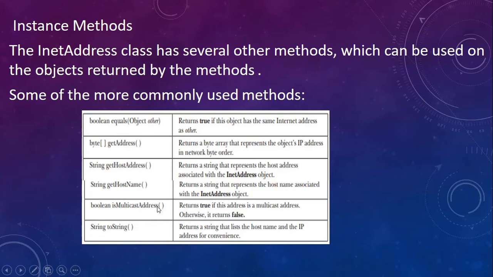isMulticastAddress is a boolean method. It returns true if the address is a multicast address, and otherwise it returns false. And finally, there is a method called toString that lists the host name and the IP address for convenience. Okay, so later on in some programs you can use these methods. You have to just remember these methods.